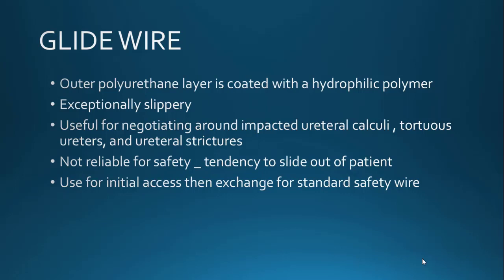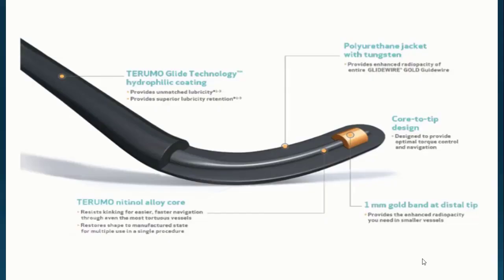Glidewires have an outer polyurethane layer coated with a hydrophilic polymer. They are exceptionally slippery. They are useful for negotiating around impacted ureteral calculi, tortuous ureters, and ureteral strictures. They are not reliable for safety as they have a tendency to slide out. They are used for initial access and have to be changed for the standard safety guide wires. This is basically the structure of the glidewire.